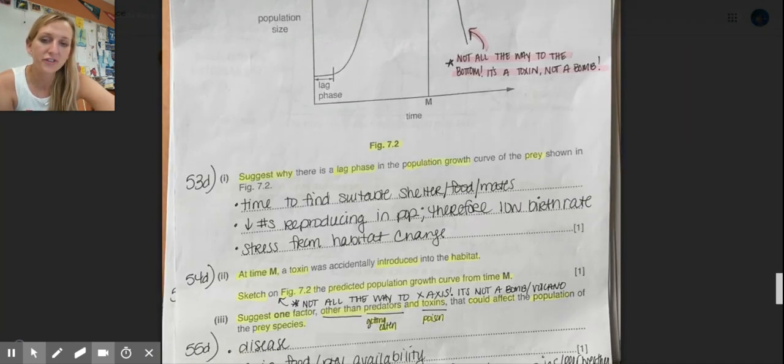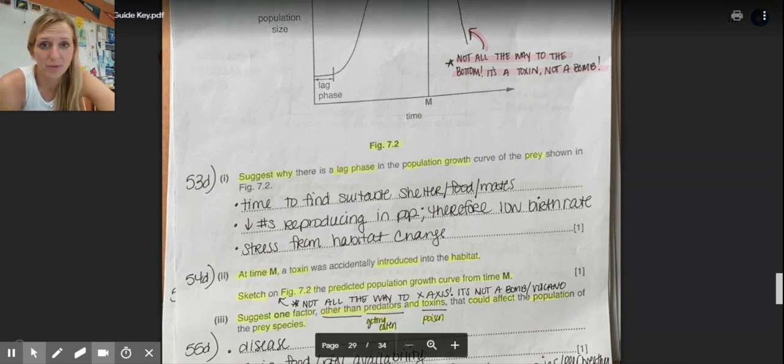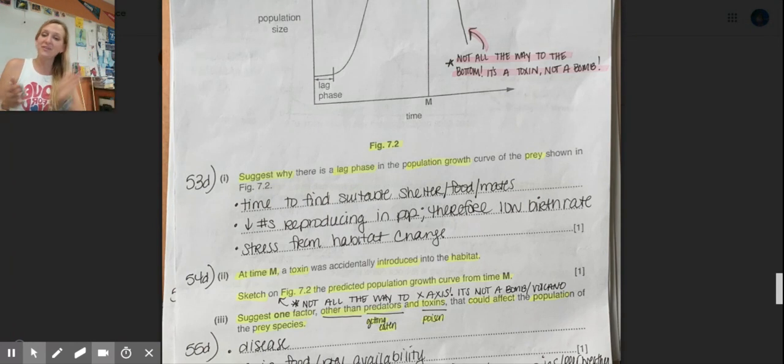So this suggests why there's a time lag in the population growth curve of the prey, because they need to find shelter, food, or mates. Look at your population size. Your population size is low. So even if everybody's reproducing immediately as soon as they get there, you don't have a large population to even reproduce. Think like rabbits, like you start with 2 rabbits. Those 2 can make 12. And now you have 14 rabbits. And now each of those can make more.